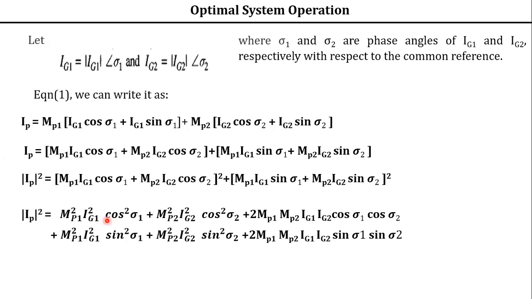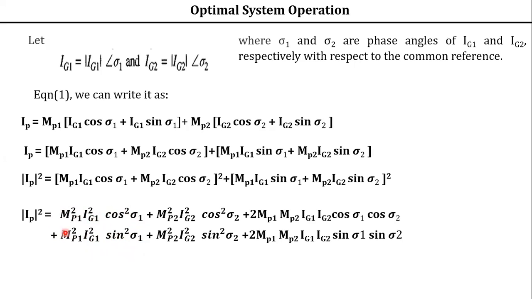Now you see this is mp1 square ig1 square. mp1 square ig1 square is common in these two terms. So if you take mp1 square ig1 square common, what is left out here? Sine square sigma 1 and cos square sigma 1, isn't it? In these two terms, you take mp1 square ig1 square outside. So what is left out within the bracket? Sine square sigma 1 plus cos square sigma 1.